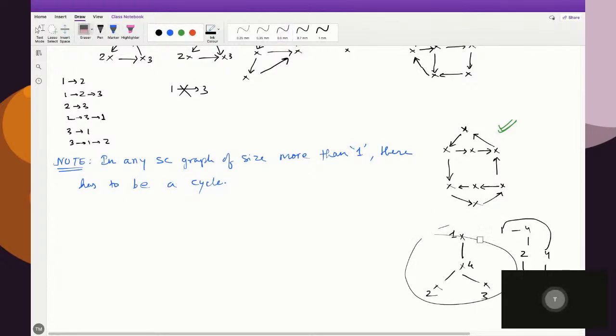This kind of thing which you felt is a cycle is actually called a tour. So this is a tour in a graph and not a cycle. There is a separate term for that also. It's called a tour.